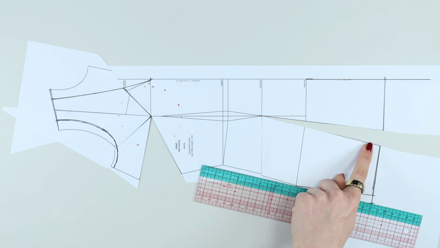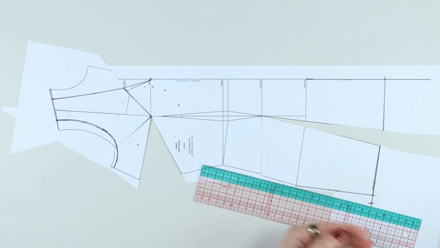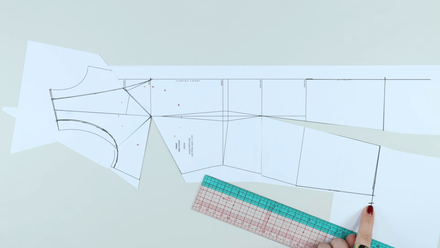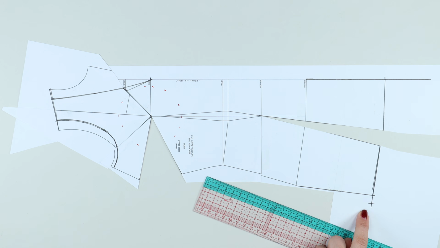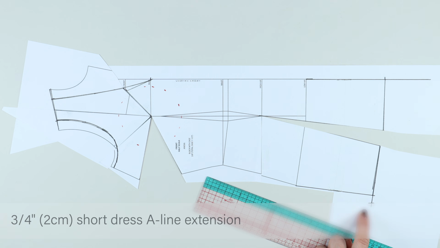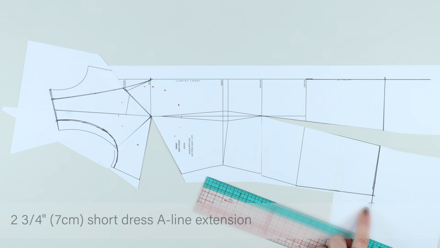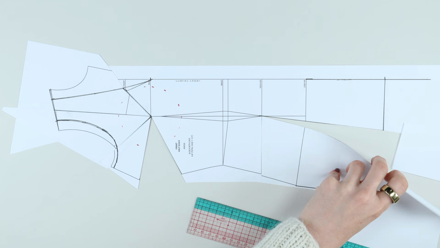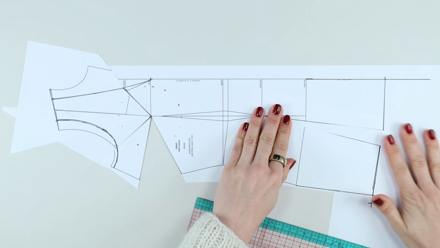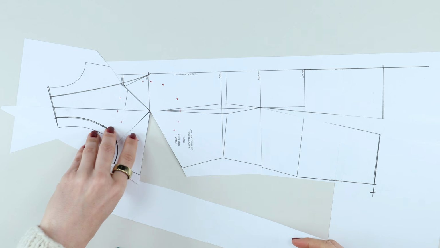Whatever you choose to add into your insertion, you need to add half of this to the side seam as an extension. So for my short dress, this would be 2 centimeters, 3/4 of an inch. For my long dress, this was 7 centimeters, 2 3/4 inches. Once you're happy with your A-line, you can tape everything in place and fill in the gap with a piece of paper. The next step is to move on to the side seam.